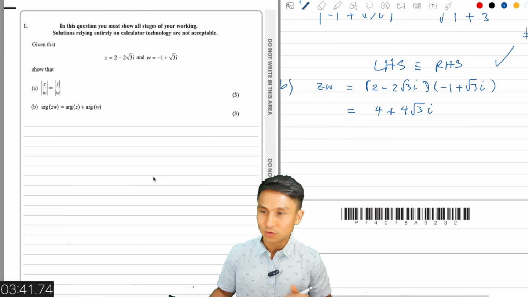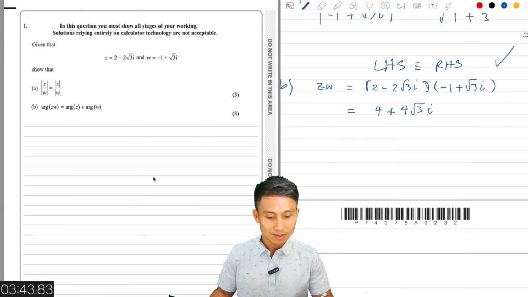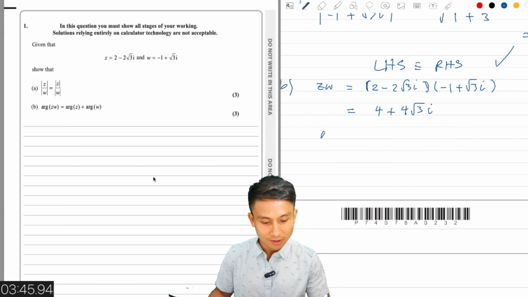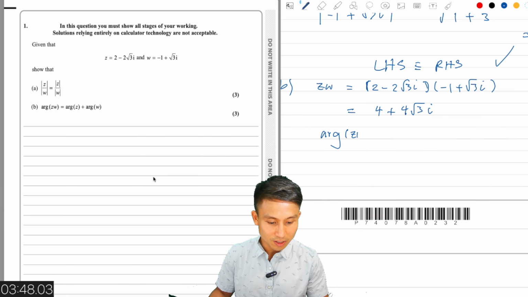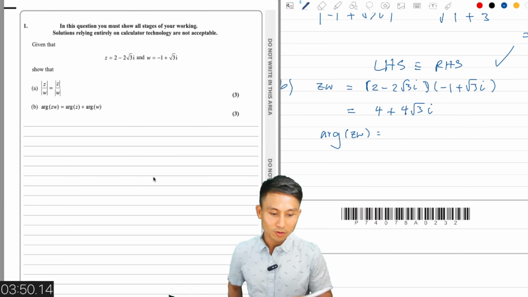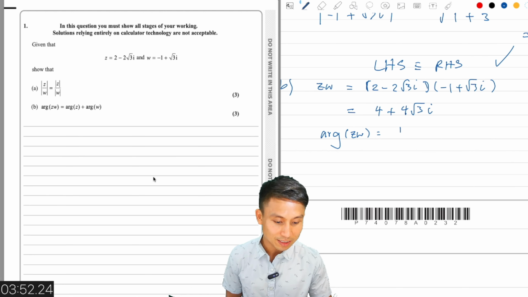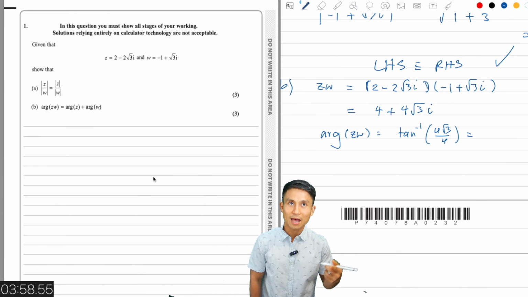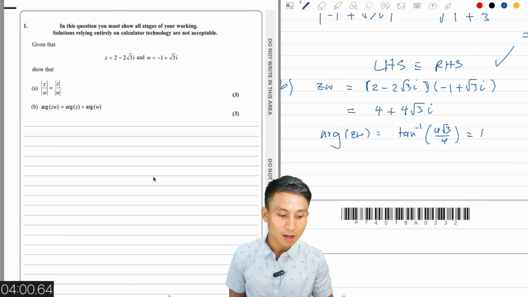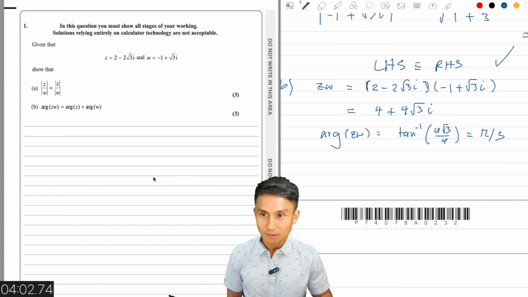So that's zw. And the argument of zw here is then equal to, well, this is in the first quadrant, so that's basically just arctan straight. 4 root 3 divided by 4, so that would be, well, I happen to know that arctan root 3 is pi over 3. So we're going to keep that first.